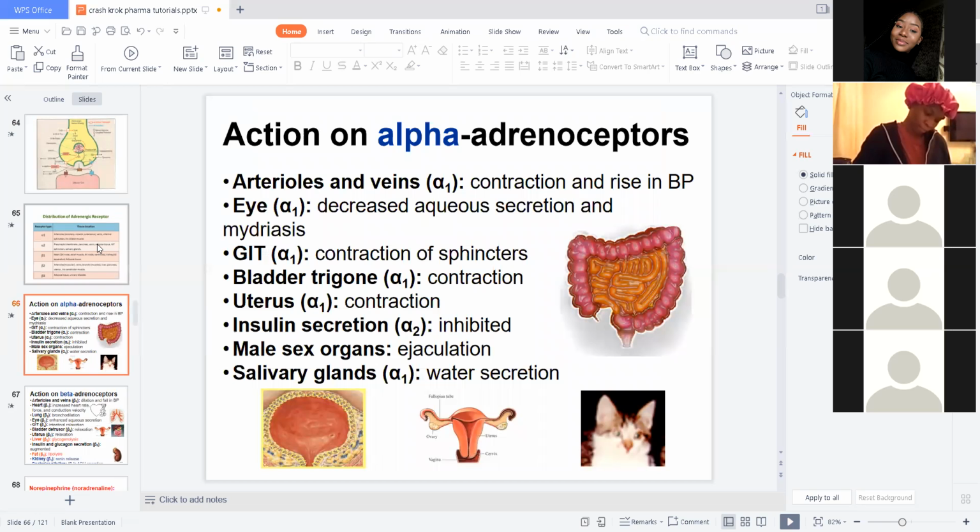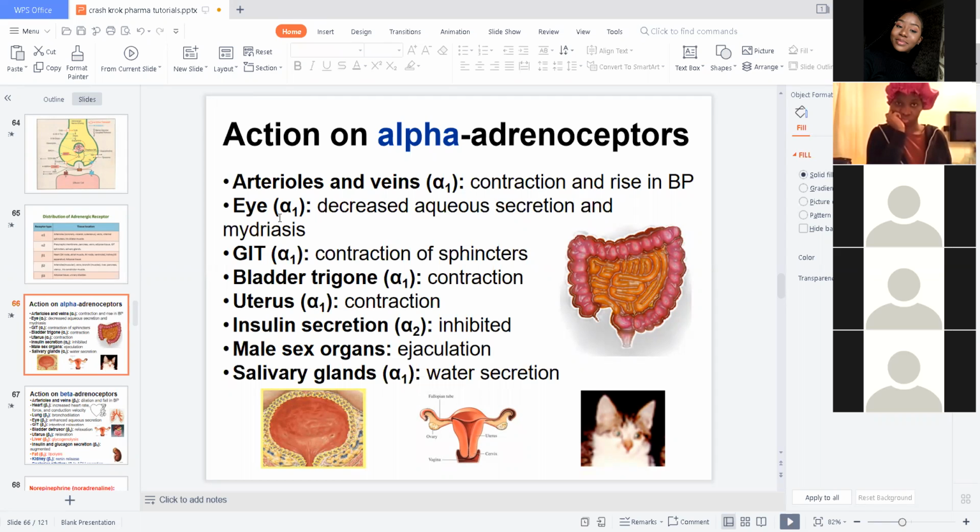These are the positive effects that drugs have on alpha receptors. If you give a drug that has a positive effect on alpha receptors, alpha 1 is located in the blood vessels and also the eye, the GIT and the uterus. On the arterioles, which are the blood vessels, it's going to cause contraction, so it's going to increase the BP. Technically, it can be used to treat hypotension. When your blood pressure is low, you can give an alpha 1 agonist to treat hypotension.